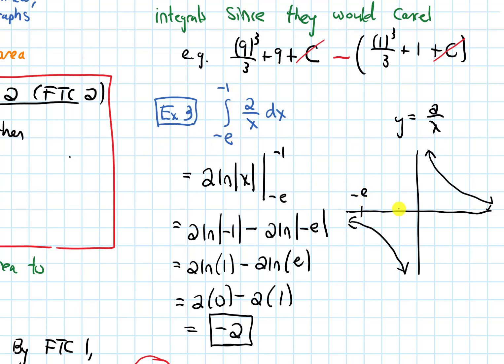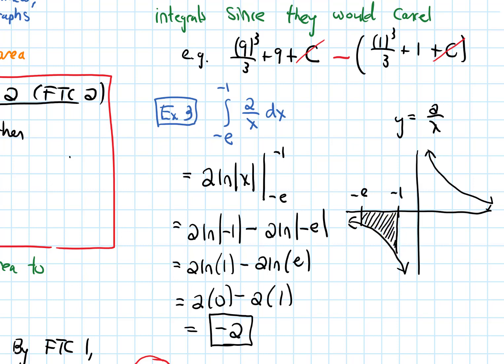So negative e is here somewhere, negative 1 is there. Remember, e is roughly 2.7-ish. So that's how I know negative e is smaller than negative 1. So we want the area between our curve and the x-axis over this interval. Okay, and if I shade that in, it looks like this.